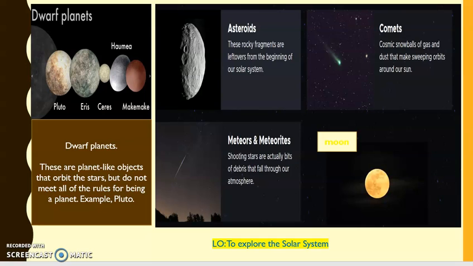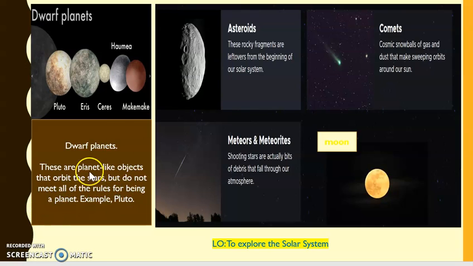Apart from the 8 planets that orbit the Sun, there are other things that can be found in our solar system, such as the dwarf planets, the asteroids, the comets, the moon, the meteors and meteorites as well. Now, the dwarf planets before 2006 were classified as planets, but in 2006 they were reclassified as dwarf planets. That's because they are planet-like objects that orbit the sun but do not meet all of the rules for being a planet.